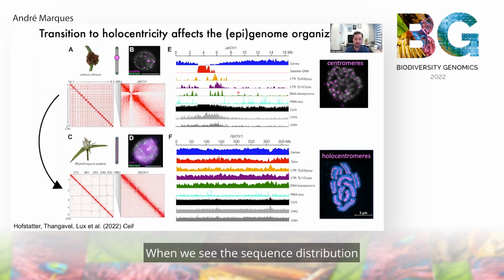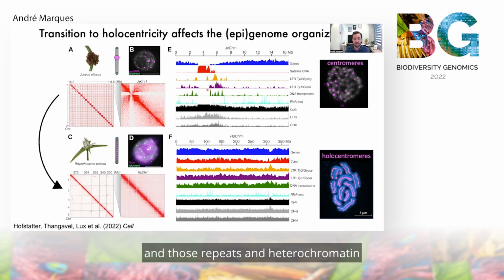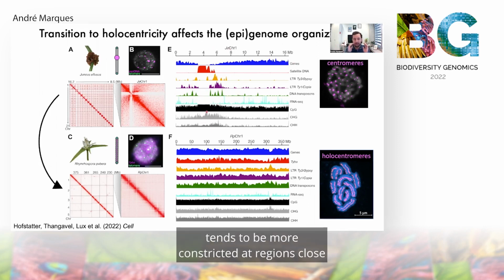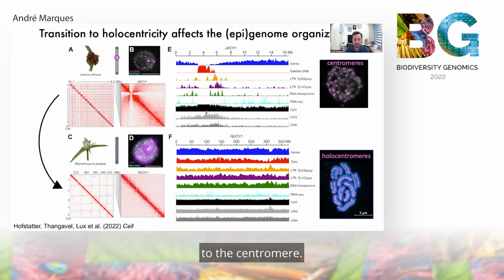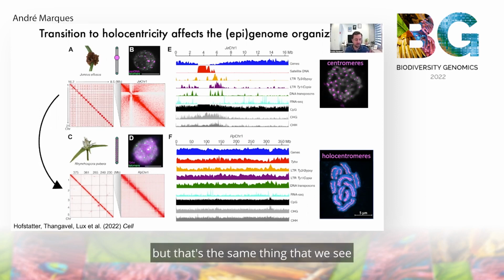When we look at the sequence distribution in these chromosomes, we see that genes are mainly clustered on chromosome arms, typical for monocentric species, and repeats and heterochromatin tend to be more concentrated at regions close to the centromere. But very interesting, when we sequence the genomes of Rhynchospora, and here I'm showing pubera, but it's the same thing that we see for all the 3 species.